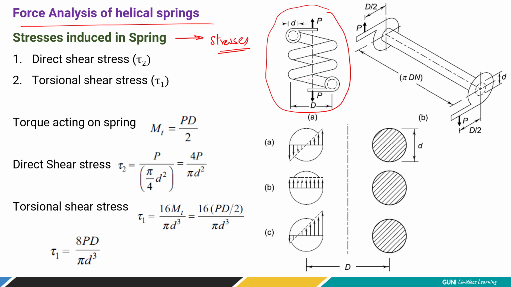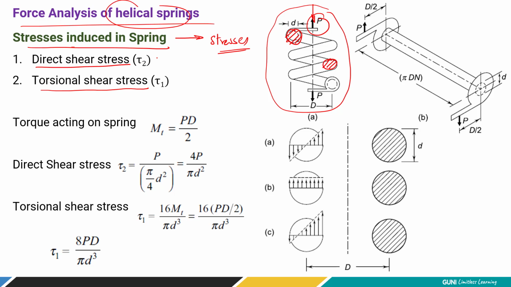That's why it is considered as a simple round bar subjected to torsion. But because force is applied exactly at the center, there are two possibilities: either direct shear stress or torsional shear stress. Why direct? Because the load is applied parallel to the circular cross section. So we observe two types of shear stresses in a helical spring.